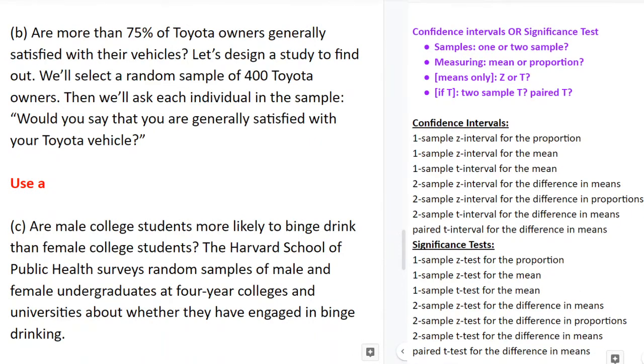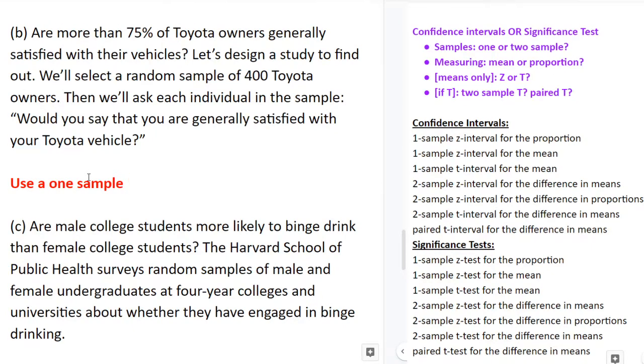Okay, let's read letter B. So after you read letter B, again, you want to look at how many people are being sampled. In this case, you're only sampling Toyota owners. You're not comparing them against anybody else. So you've got a one sample test in this case. You're asking them, are they satisfied? You're getting a percent as an answer. So this is going to be a proportions example. That's what you're measuring.